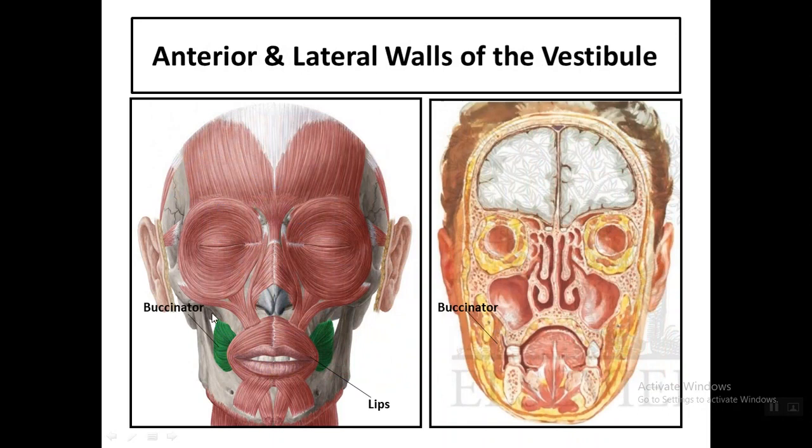This vestibule, as we said, is bounded by the lips and the cheeks. The cheeks are formed by this muscle, which is called the buccinator muscle. The buccinator muscle is supplied by the facial nerve. This small space in between the cheek and the teeth is called the vestibule.